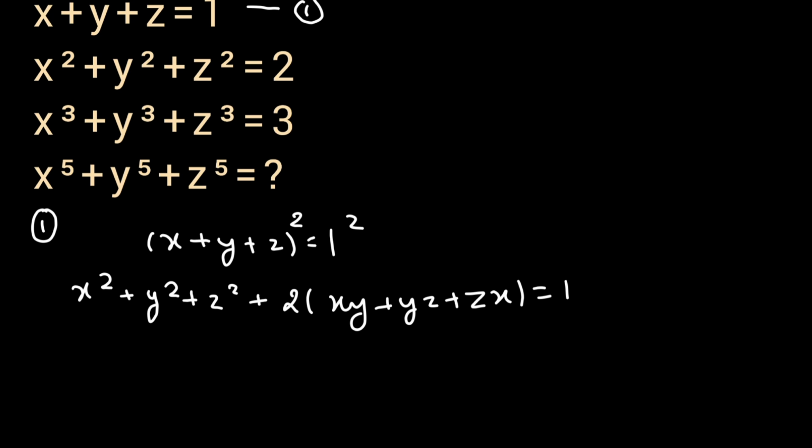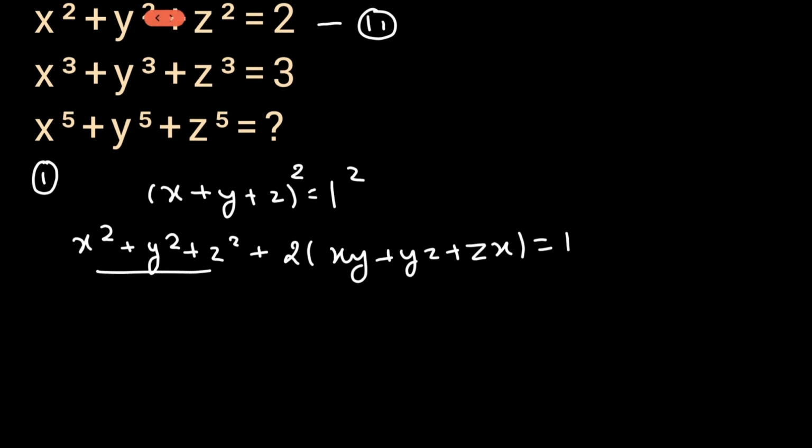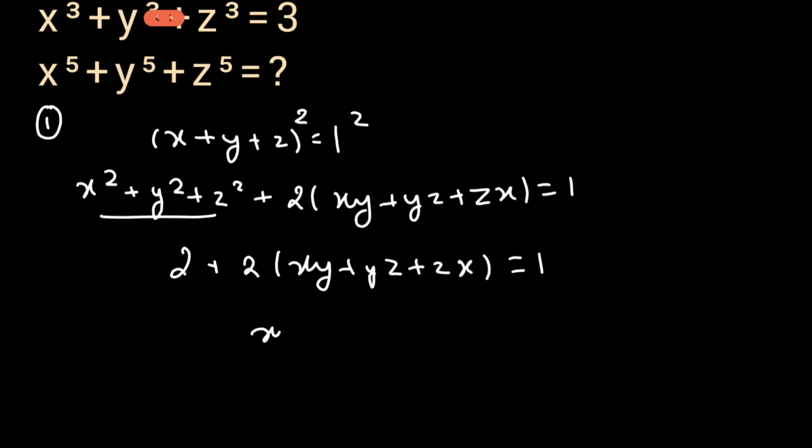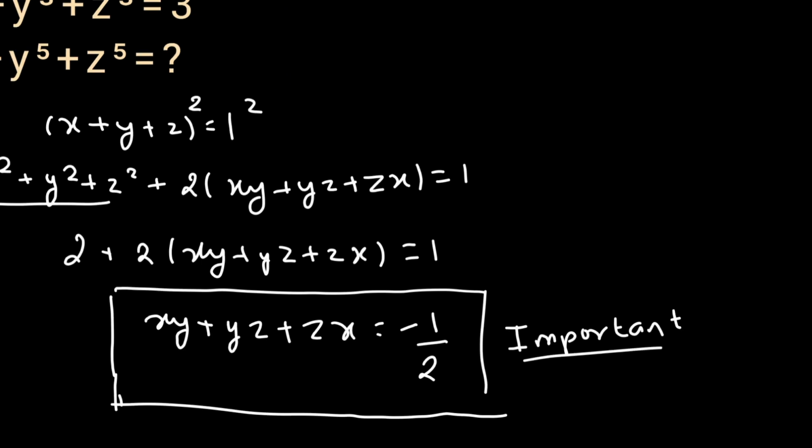Okay, now take a look at the second equation. It has the value of x square plus y square plus z square, and it is equal to 2, and let this be equation number 2. So over here we have the value of x square plus y square plus z square, that is equal to 2. So we'll replace this with 2. So 2 plus 2 times xy plus yz plus zx is equal to 1. Now if you simplify this equation, you will get that xy plus yz plus zx is equal to negative 1 upon 2. So let me write it as important.